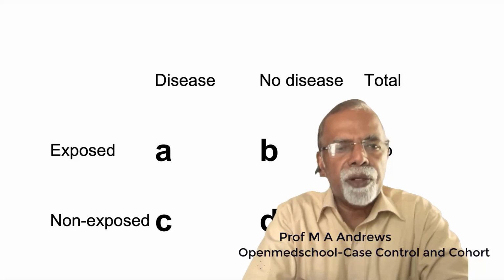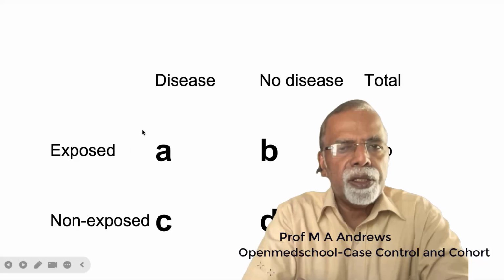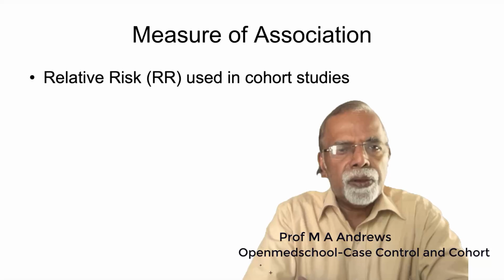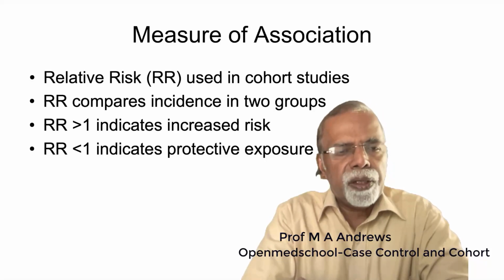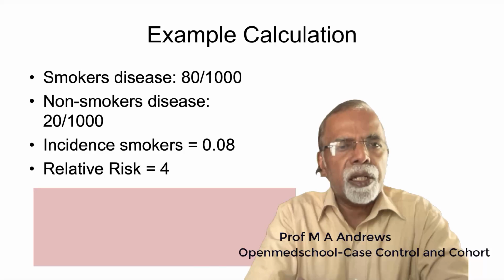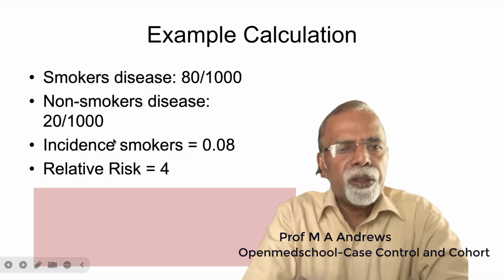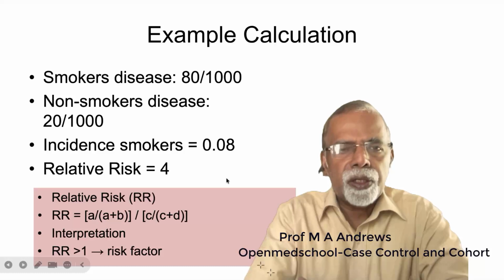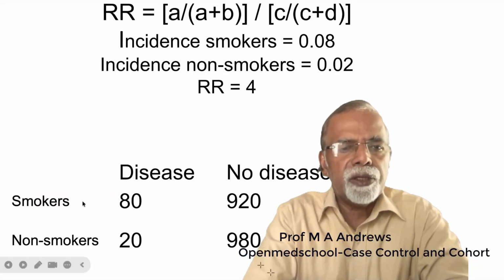So here again you make the 2x2 table, exposed and non-exposed, disease, no disease, just like the case control study. Here the difference is that you are calculating relative risk. So relative risk is used in cohort studies. The interpretation is similar: relative risk more than one indicates increased risk, less than one indicates protective exposure. So example calculation: smokers with the disease 80, non-smokers with the disease 20. So how will you calculate? Relative risk is calculated by the formula A divided by A plus B, divided by C divided by C plus D.